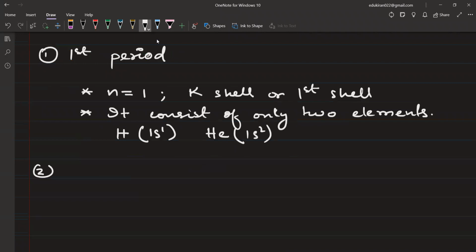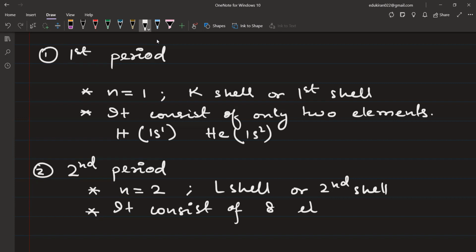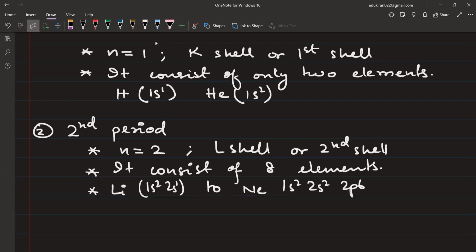Okay, then we will move to the second shell. Second period. Now in the second period, n is equal to 2, and here we are in the L shell, or the second shell. It consists of 8 elements. What are these elements? It starts from lithium. Lithium is 1s2, 2s1. Then neon, which is 1s2, 2s2, 2p6. Okay, and we are done with the second period also.